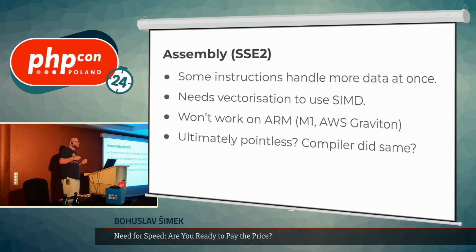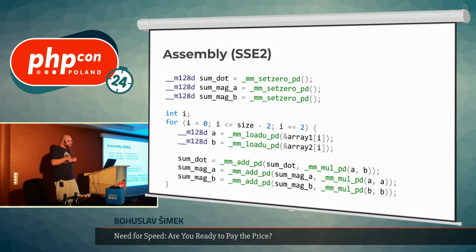There is one very huge issue. My code won't work, or natively won't work, on ARM CPUs. So for example, M1, AWS Graviton, my code simply won't run. I will need to emulate it, and it will be significantly slower. And the question is, isn't this kind of pointless? You know, it's a poor calculation, so maybe the compiler will do the same for me. Let's see. So this is just for reference, the portion of implementation.